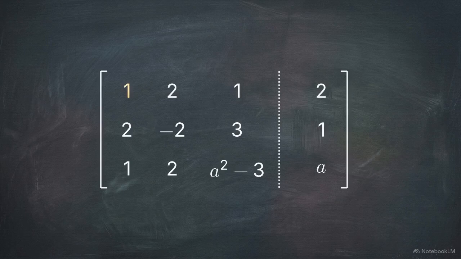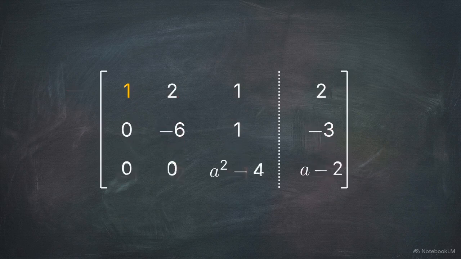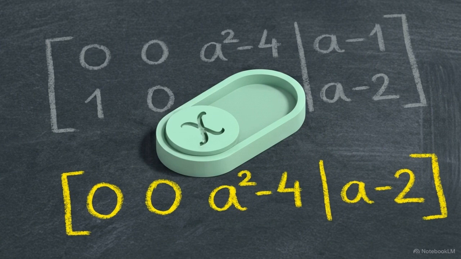To clear the first column, we multiply row 1 by -2 and add it to row 2. Then we subtract row 1 from row 3, leaving zeros below our pivot. The problem now hinges on this bottom row. The upper rows are entirely stable, but this final row contains all the volatility of the parameter a.